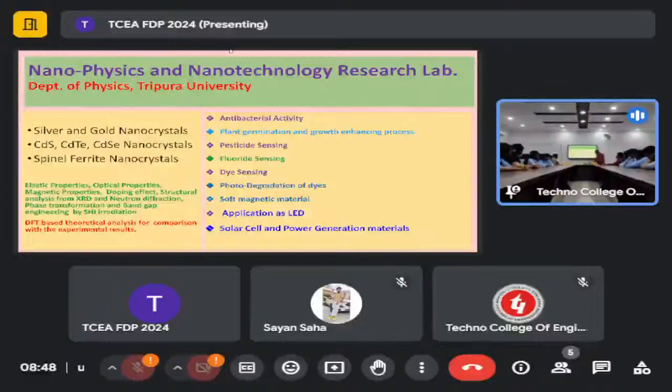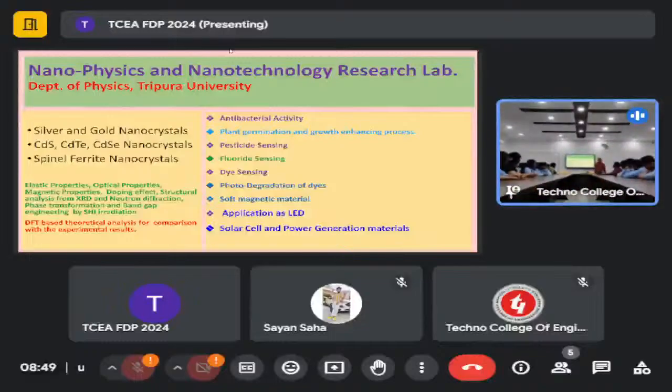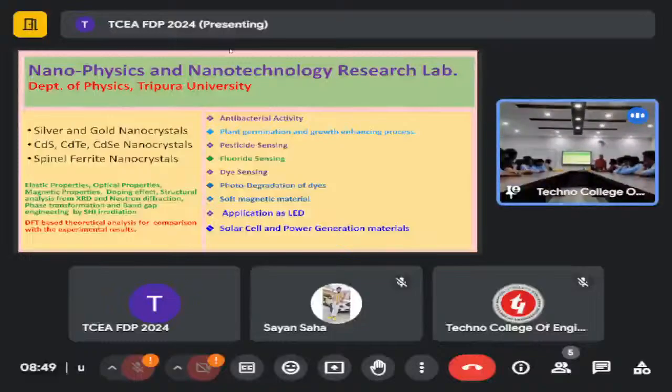So Bendu is there. He also did some research work in the Department of Physics. Here Mitu Mem is there. So she also did some research work in the Department of Physics.